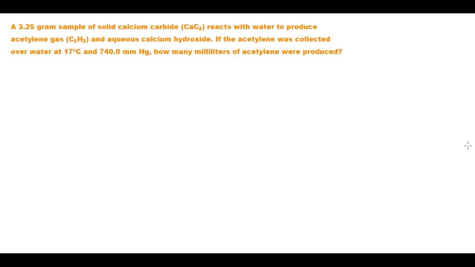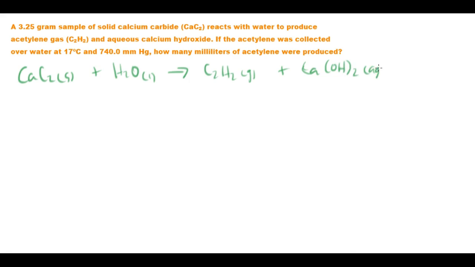So we have calcium carbide, which is a solid. So you have calcium carbide, solid, and you react that in liquid water. It produces acetylene gas, C2H2 gas, and calcium hydroxide in solution. Awesome. So here it's slightly unbalanced, so we're going to need to balance it a little bit.